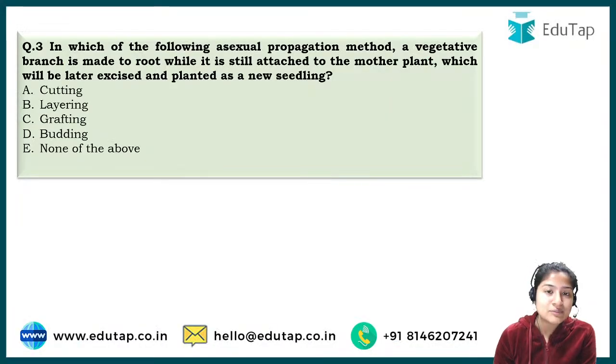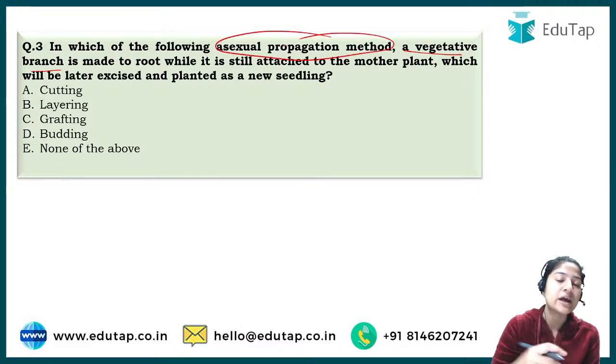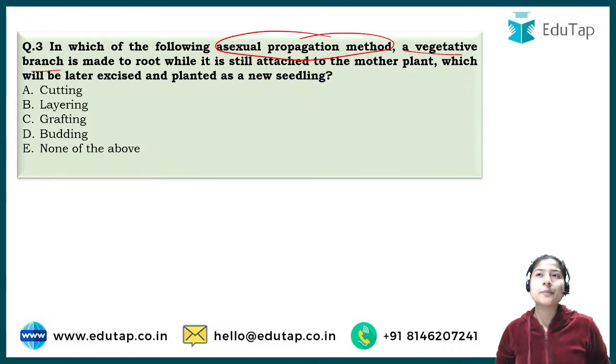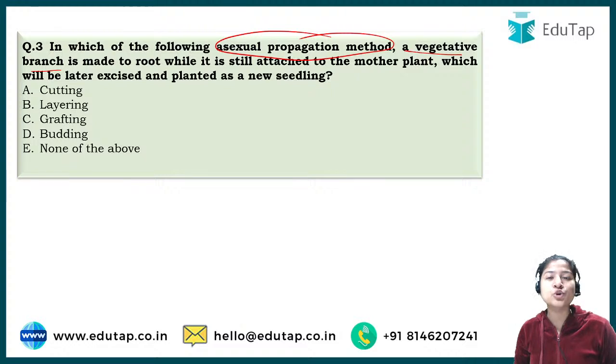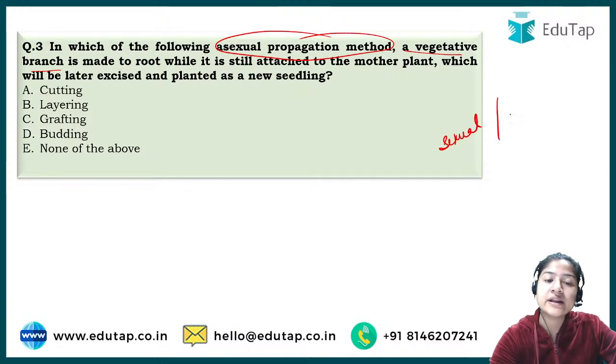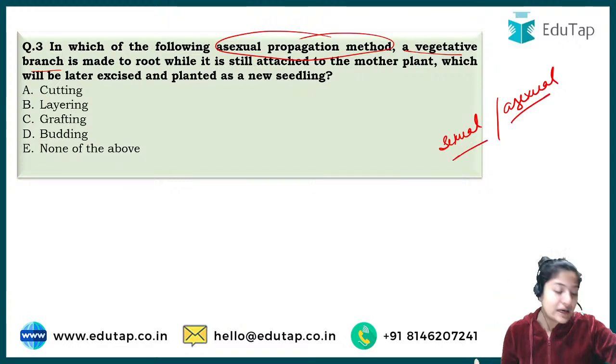Now let's move to question number 3, which asks, in which of the following asexual propagation method of vegetative branch, now see, we are looking here at asexual propagation. There are two types of propagation, meaning giving birth to a progeny, or developing a new generation. That can be done in two ways. One is the sexual way, wherein female and male gametes are involved, and another is the asexual way. In the asexual way, we take some part of the plant, and from that part the new plant is formed. That is known as asexual.